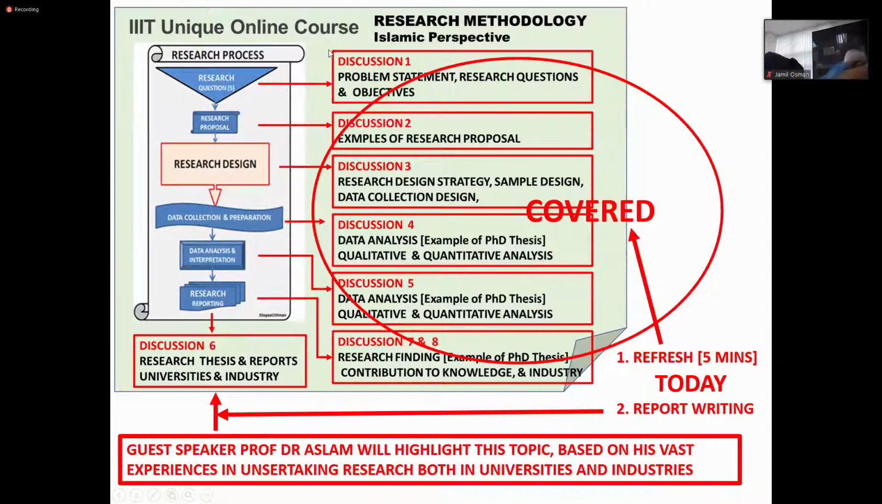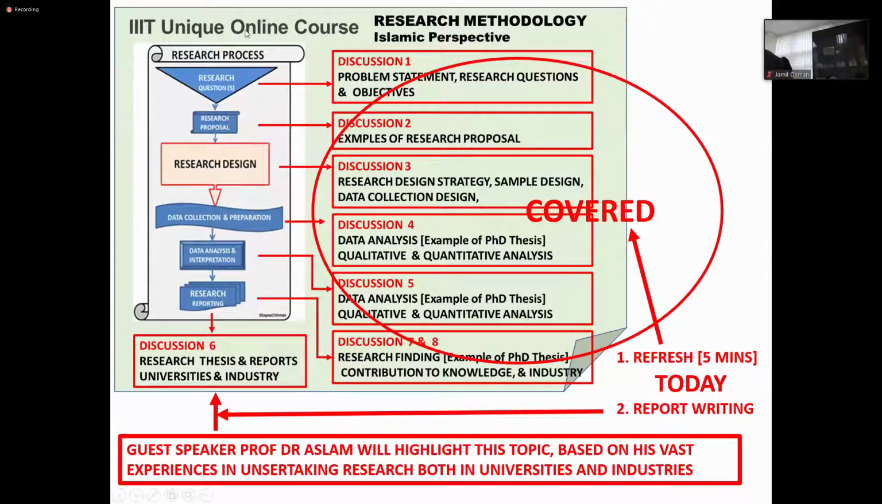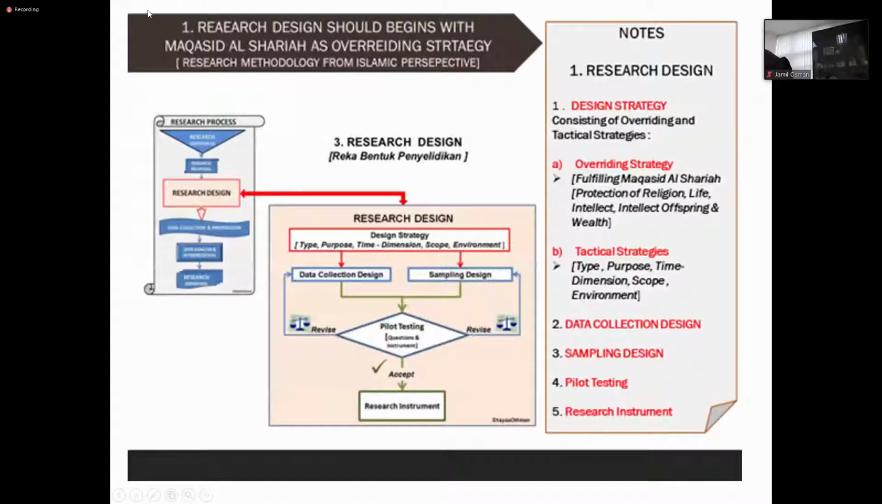Okay, and today Professor Dr. Aslam will discuss how best a research report could be structured, according to his experience in both universities and industry. And in just these 5 minutes, I would like to cover these 5 chapters to highlight certain issues. For example, research design is the most important area. Since it is based on the Islamic perspective, our research strategy should have the overriding strategy to fulfill the maqasid al-shari'ah, that is protection of religion, life, intellect, offspring and wealth. This is a very important overriding strategy.